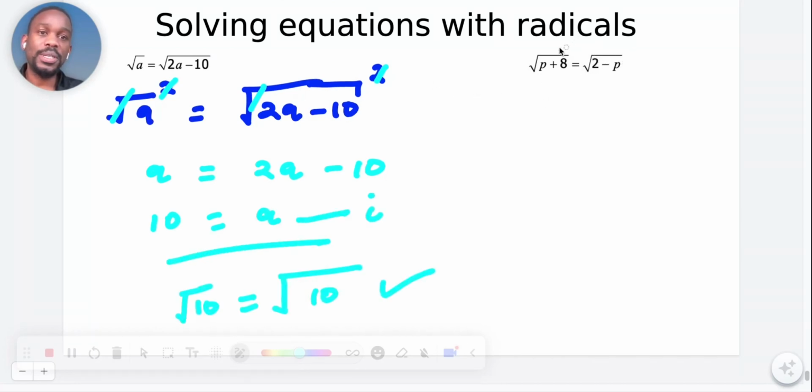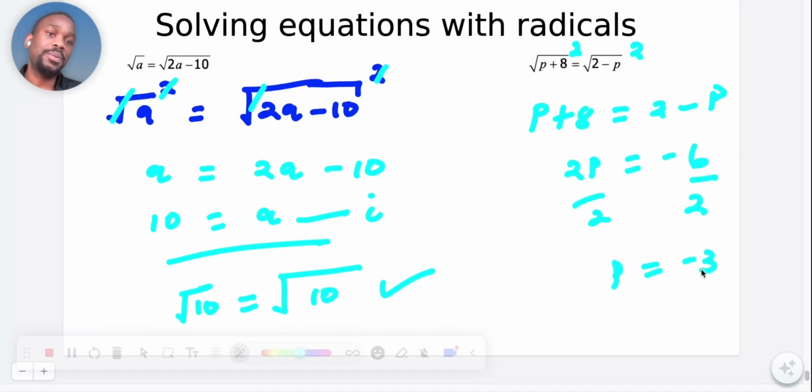You see how we have roots? There is nothing to isolate. If we had something going on this side or something going on the other side after the roots, then we would isolate. There is nothing to isolate here. So just square both sides of the equation. You're left with p plus 8 is equal to 2 minus p. Then collect like terms. You're left with p being equal to minus 3.